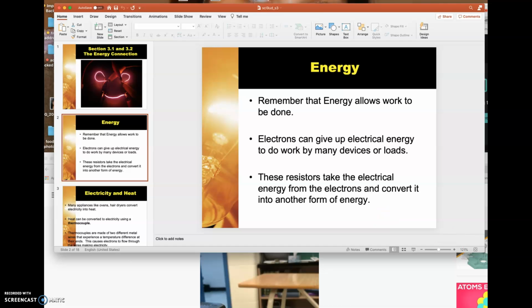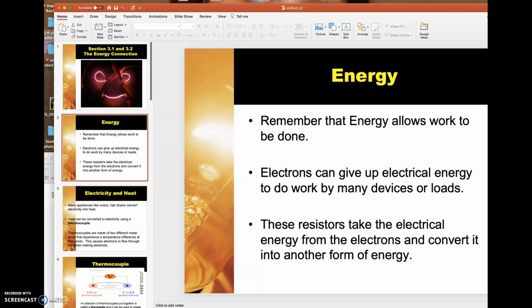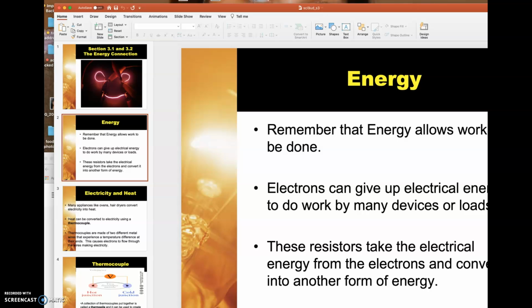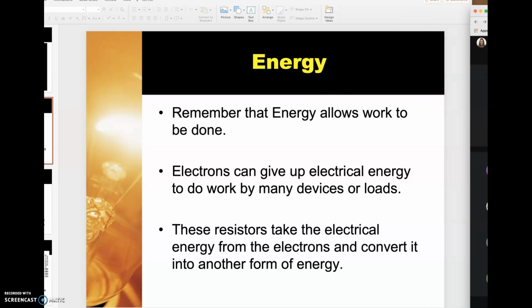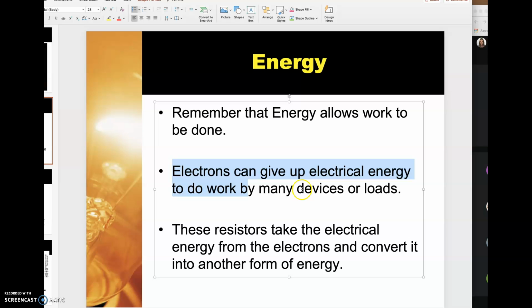Okay, so what is energy? And it said in one of those videos, energy allows work to be done. Okay, and as we learned in grade 8, work is force times distance. So if there's nothing happening in terms of force, then there's no distance happening. Okay, what's going on with electricity? Electrons are giving up energy to different devices, and those different devices we're now going to call a load. So we're not just going to call it a toaster, we're going to say that's an electrical load.